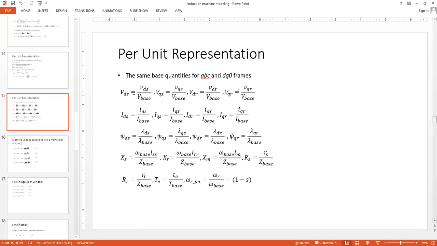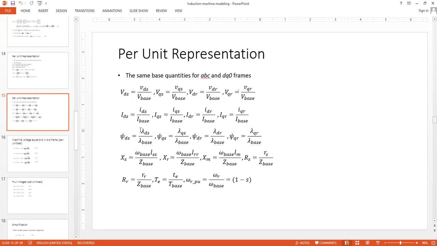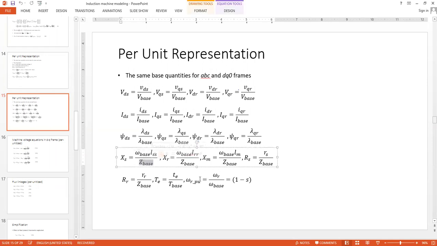Accordingly, I discussed how we can get all these. This is pretty simple. You take the actual quantity VDS and divide it by the corresponding base. Because VDS is a voltage term, you divide it by the base voltage and so on. IDS is a current term, so you divide it by the current base, and psi ds is a flux linkage term, so lambda ds is the actual flux linkage, and you divide by the lambda base and so on. If you look at XS, that is the inductive reactance, so you have to use the Z base and so on.